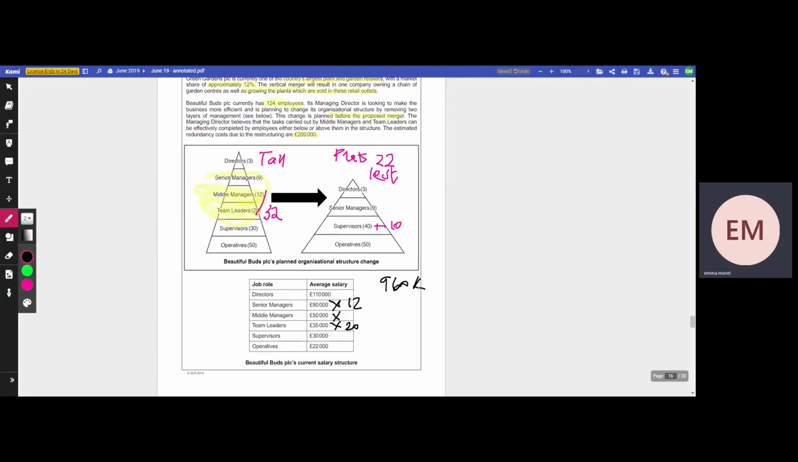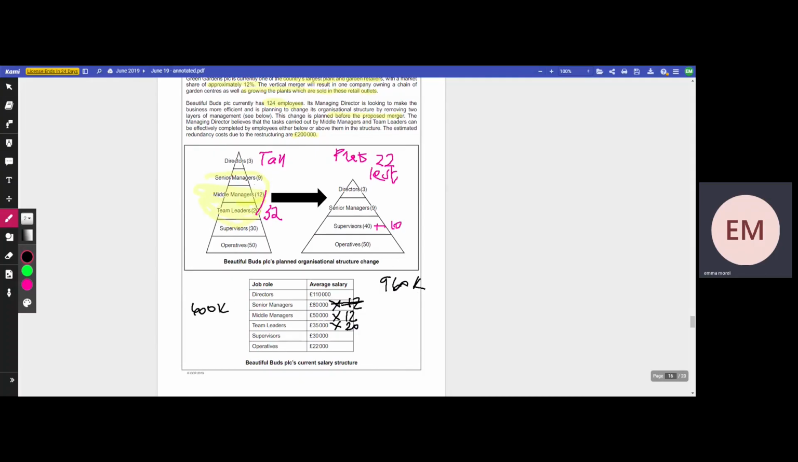It's middle managers I need to be doing. So 50,000 times 12. Not those. Senior managers are staying. Senior manager, senior manager, middle managers and team leaders. So 12 of those going and 20. So 12 times 50,000. I'm doing this with a calculator. I should be able to do this in my head, but because I'm doing it on a video, I don't want to rely on it because I'm bound to make a silly mistake. So 600,000. So we're saving 600,000 for the middle managers.